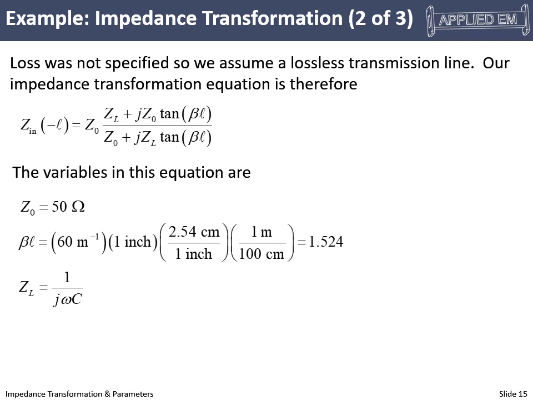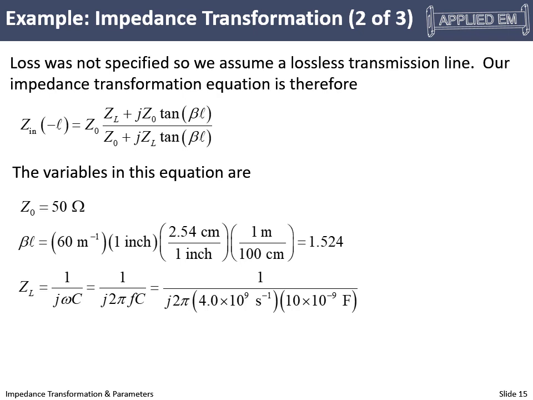Now on to ZL. This is our load impedance. All we were given was the capacitance. That's not yet an impedance. Impedance is 1 over j omega times capacitance. Well, we were given frequency, so let's write our angular frequency in terms of ordinary frequency. So we put in a 2 pi f here. Now we can plug in our numbers. j 2 pi. This is our ordinary frequency, 4 gigahertz. And our capacitor, 10 nanofarads. So our impedance comes out being negative j 0.004 ohms.